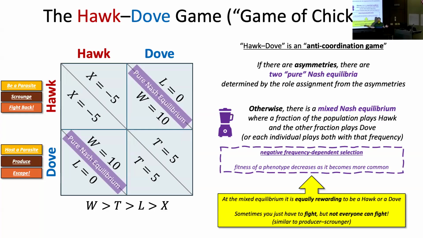So if you have no idea whether you should be a hawk or a dove, and there's a bunch of hawks, you probably should be a dove. If there's a bunch of doves, you probably should be a hawk. And eventually that will come to either a balance or an oscillation.